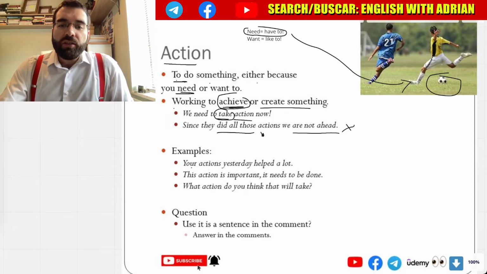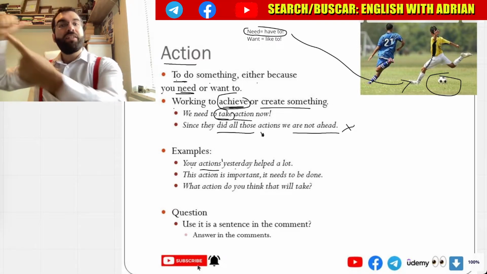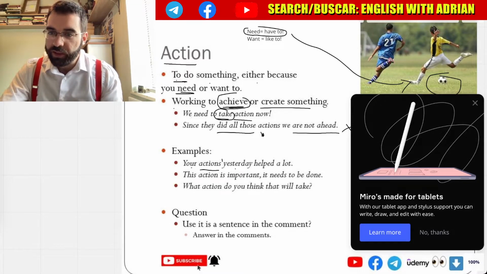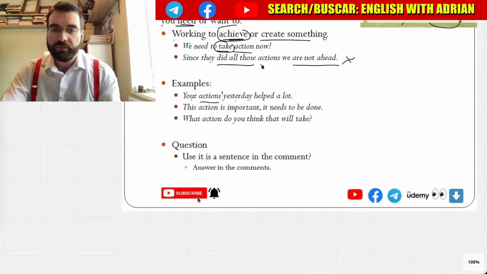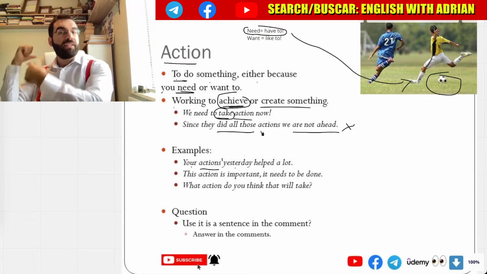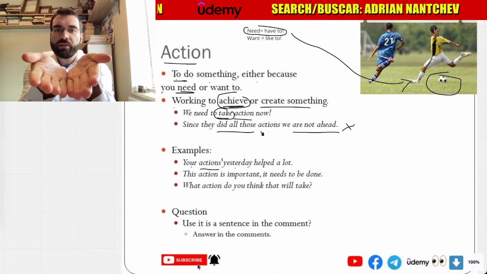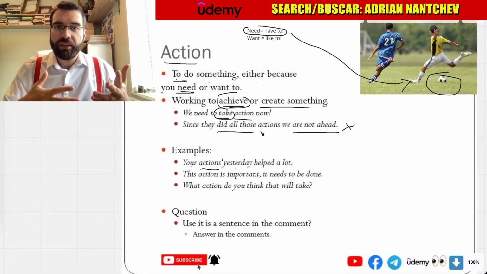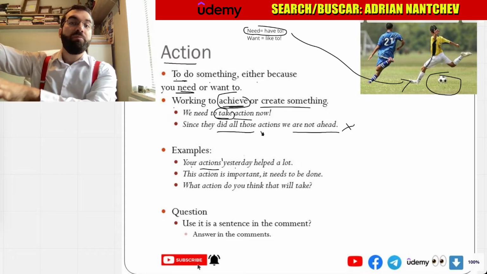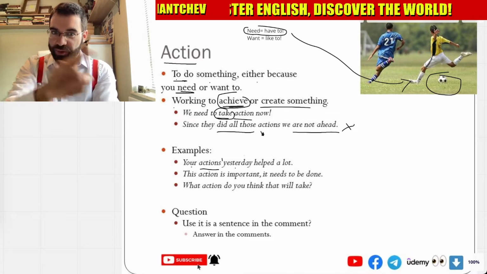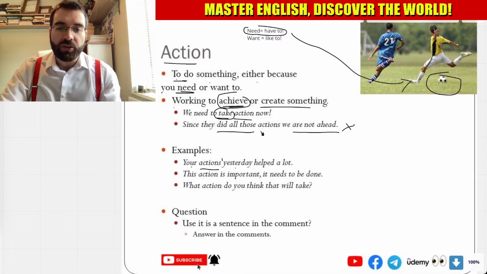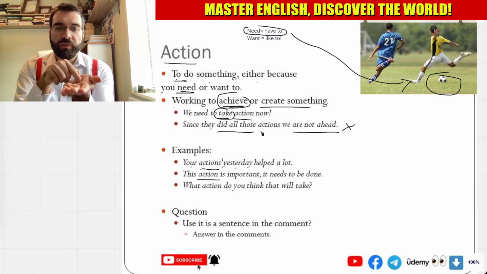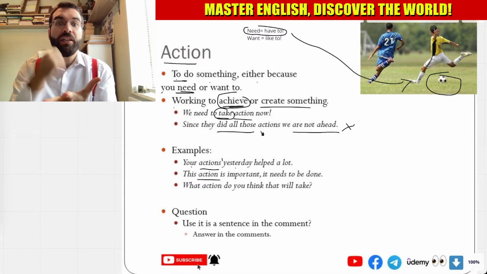So your actions, plural, yesterday helped a lot. Those actions I took yesterday were very, very useful. The actions I take today will impact me months from now. Very important. This action is important. It needs to be done.